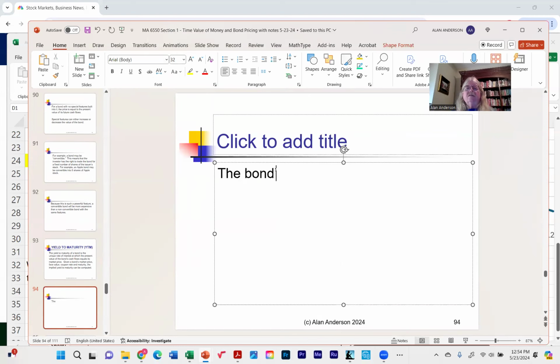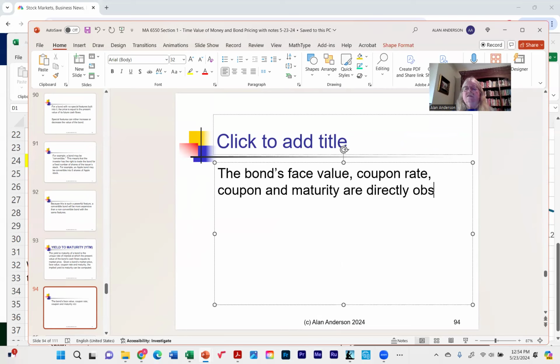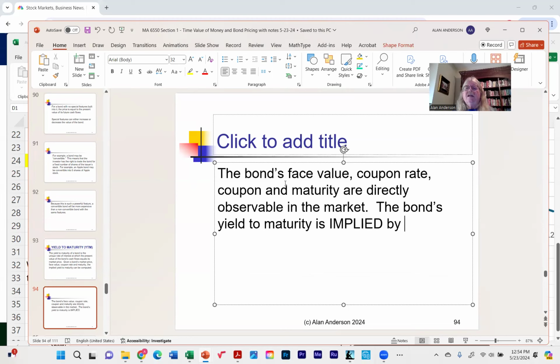So this is one of the interesting things about this. The bond's face value, coupon rate, coupon, and maturity are directly observable in the market. The bond's yield to maturity is implied by these values and the bond's market price. Implied. So in other words, you don't directly observe it. It's something you have to figure out from the pattern of cash flows. Interesting.